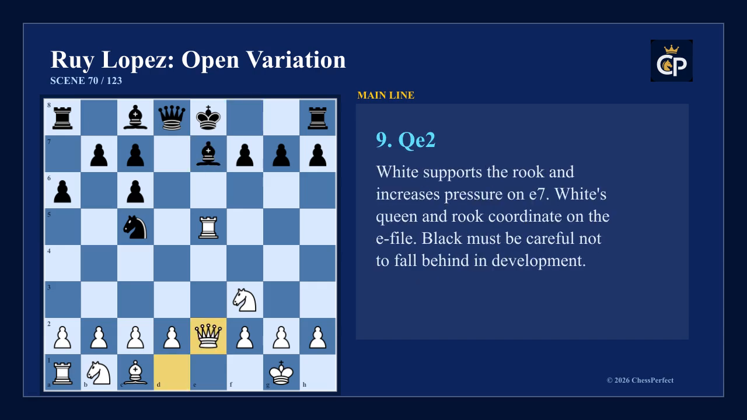Queen e2. White supports the rook and increases pressure on e7. White's queen and rook coordinate on the e-file. Black must be careful not to fall behind in development.